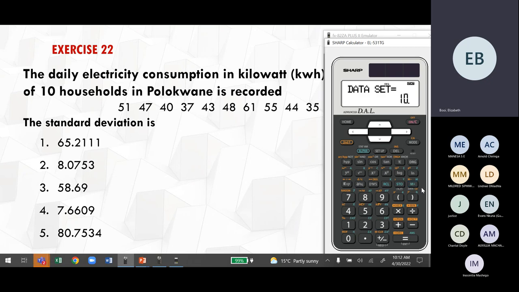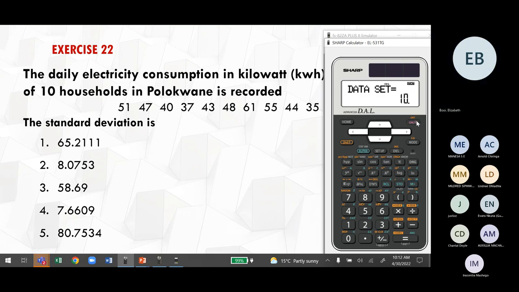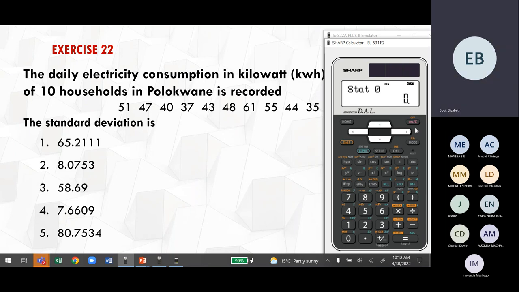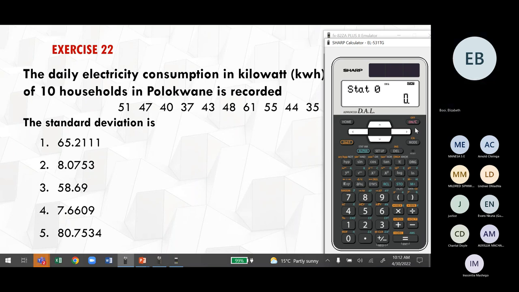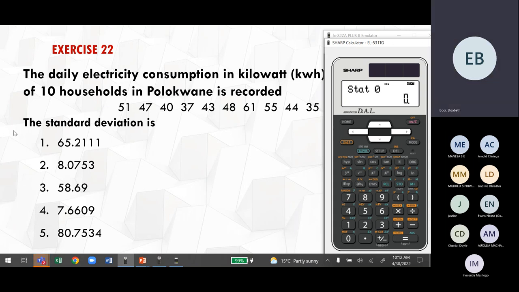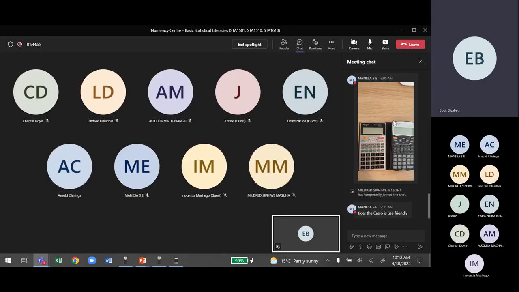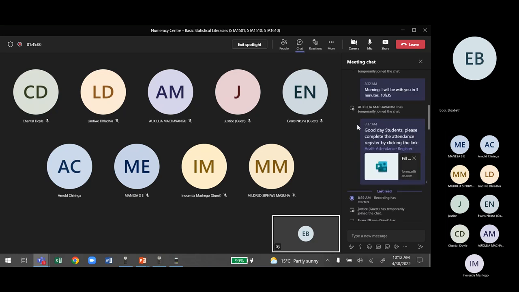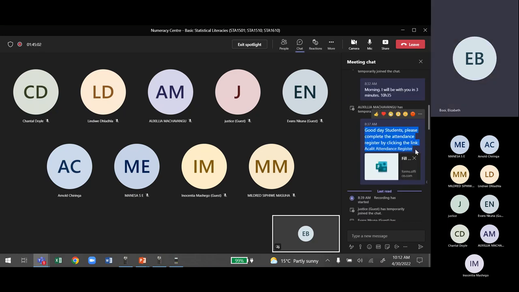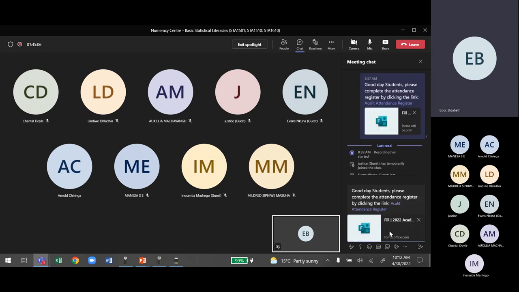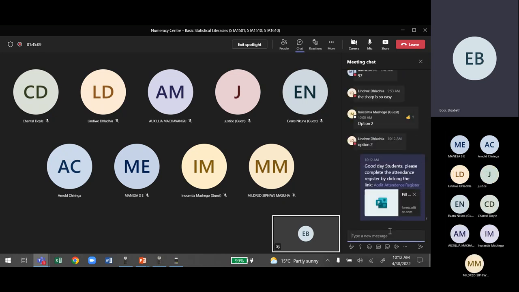Do you have your answers? Let's see. What is the answer? Number 2. Does anyone get a different answer to number 2? Those who came in late, please remember to complete the register. I'm just going to repost it on the link because I can see we're almost there.